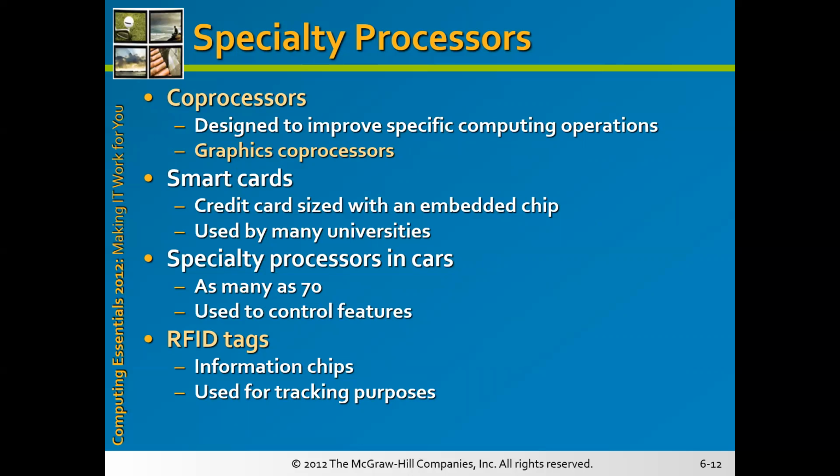Specialty processors. These are designed to handle special functions. Core processors are designed to improve specific computing operations. And we have graphics core processors, which basically display and manipulate 2D and 3D graphic images. We have smart cards and readers. Plastic cards that have an embedded chip can store 80 times the information stored on the magnetic strip of a regular credit card. And then we have RFIDs, used by luxury car manufacturers for fuel efficiency, tracking, and satellite entertainment.